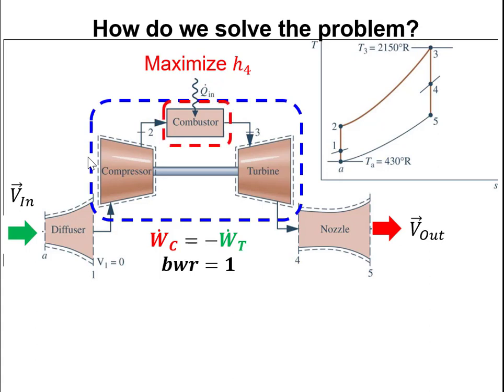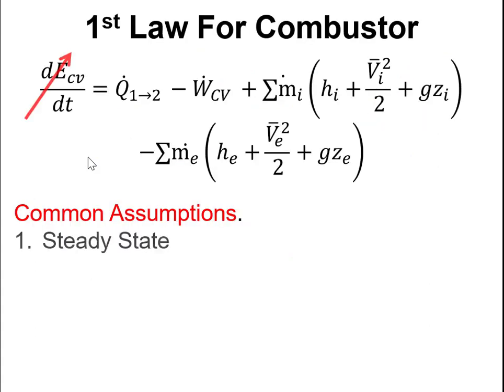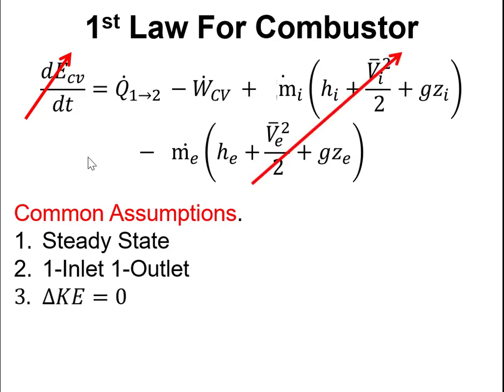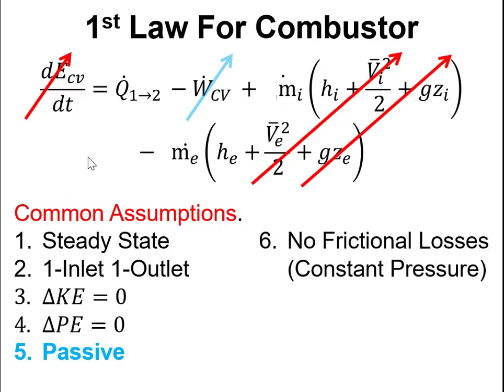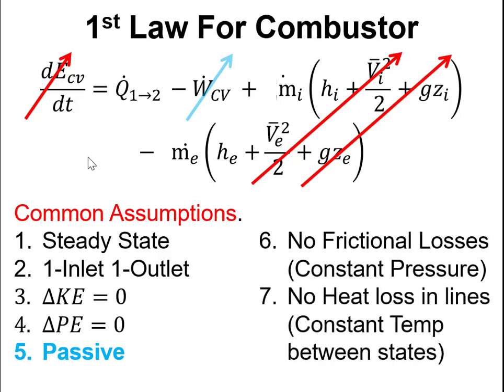Now I'm going to want to move through my combustor. So now I'm burning my jet fuel and adding heat to my working fluid. Here, this component is steady state, 1 inlet, 1 outlet. We're going to neglect changes in kinetic and potential energy. We'll assume that the system is passive and that there are no friction or heat losses in the combustor.